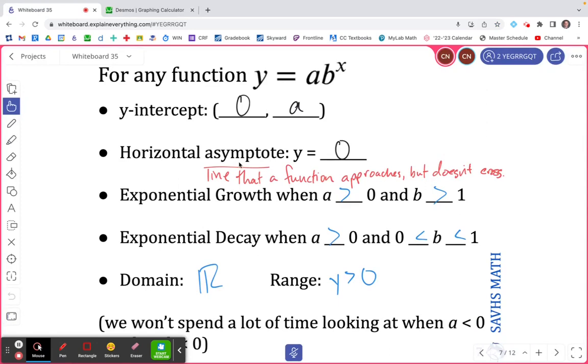Okay, we aren't going to look a lot at when either a or b are negative. It just gets really weird, and it's not really something we need to do in Algebra 2.